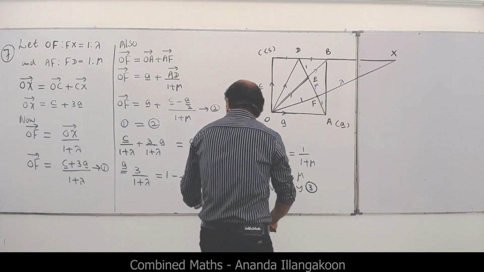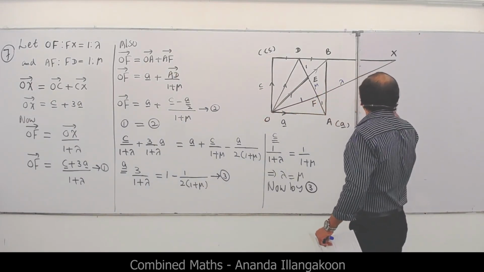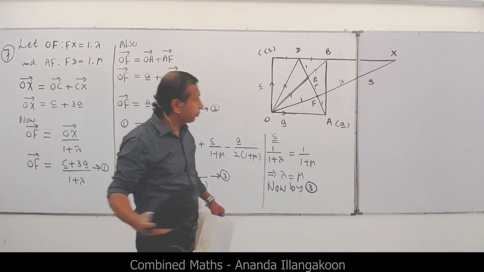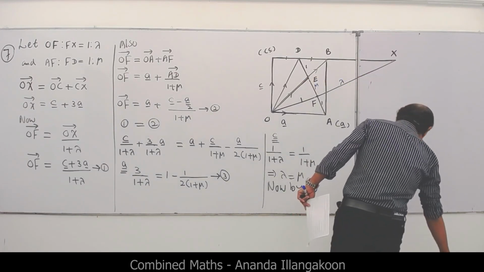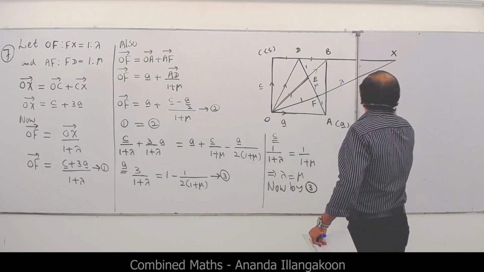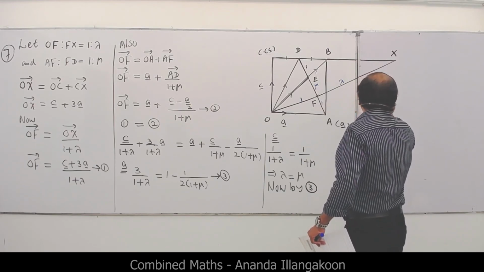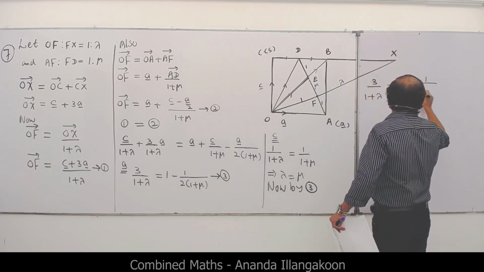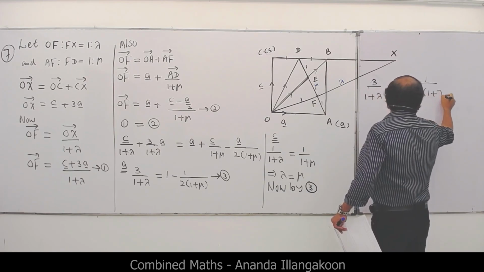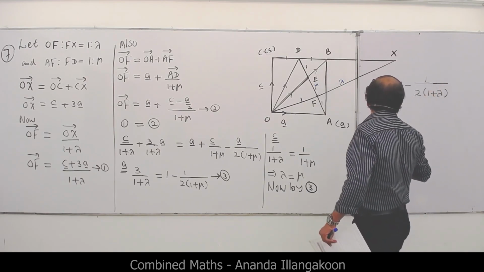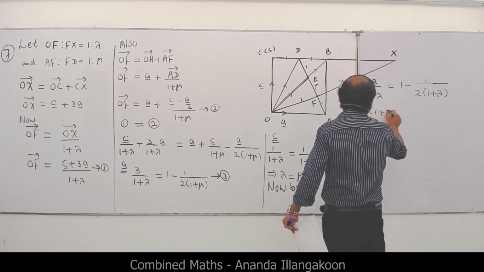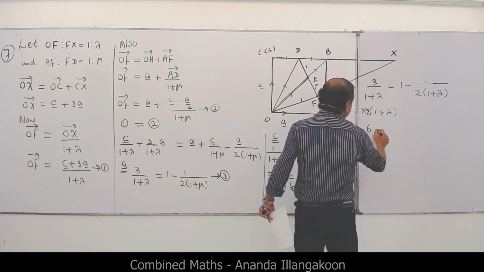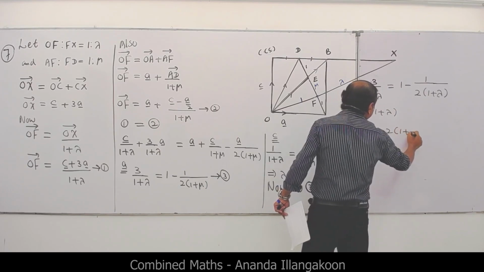We get this way, substitute for this mu, lambda. 3 divided by 1 plus lambda equals 1 minus 1 over 2 times 1 plus lambda, right? Then we'll multiply this by 2 times 1 plus lambda. Then here we get 6. Here we get 2 times 1 plus lambda.